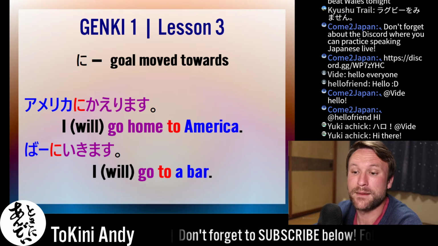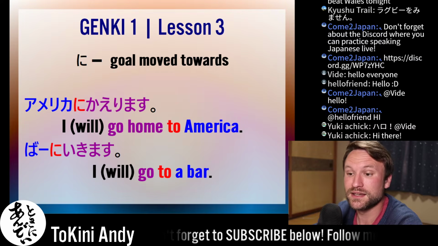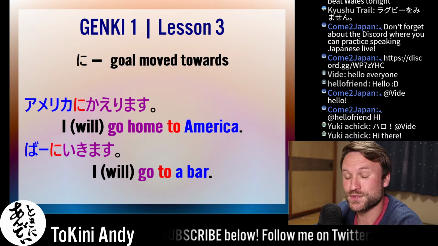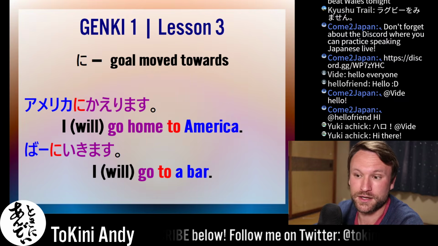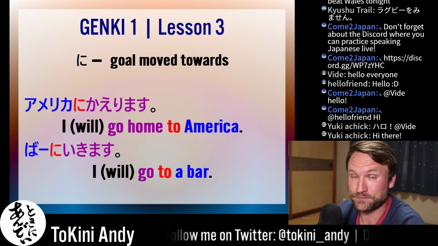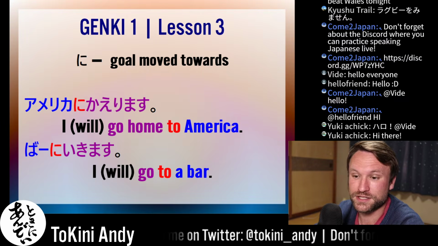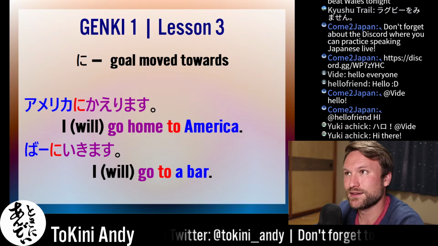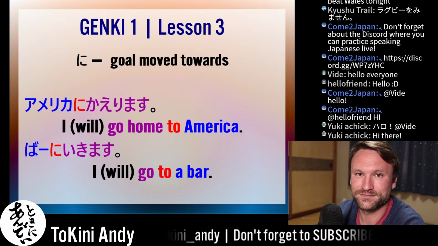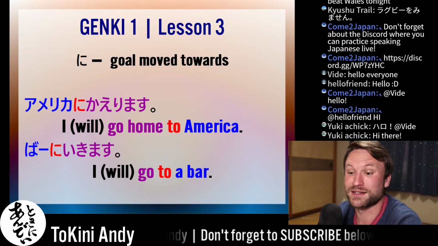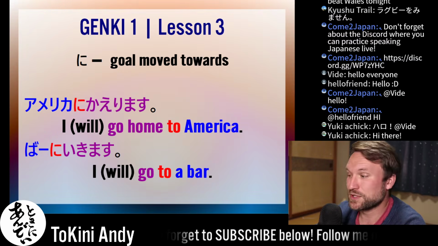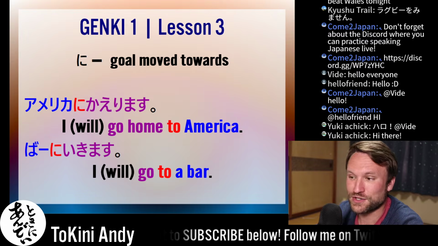The first sentence is アメリカに帰ります. So I will go home, so 帰ります, to America. So ni in this situation generally translates to "to" if you were to put it into English. But it's really just marking the movement direction of the verb. So the next one is ba ni ikimasu. So I will go to a bar. It's pretty simple. Just marks the direction you're going in.